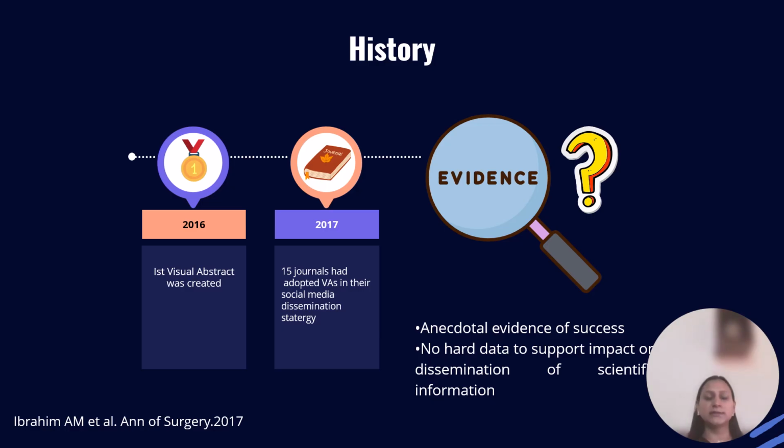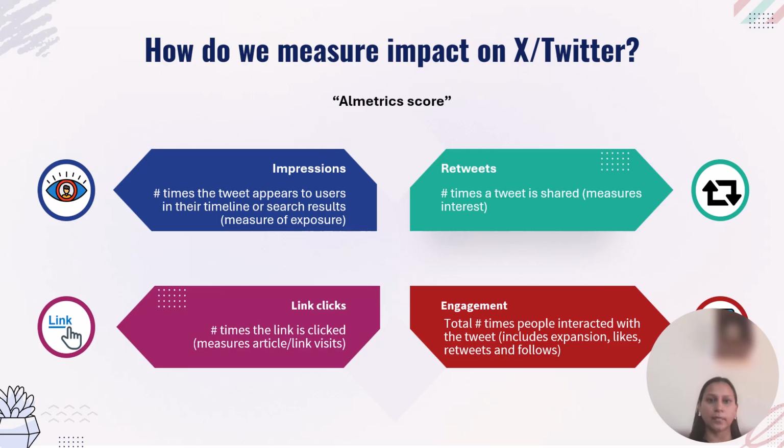So in the year 2016, the first visual abstract was published, and by 2017, approximately 15 journals had begun utilizing visual abstracts in their social media dissemination strategy. However, the evidence for success of visual abstracts was not much, and there was no hard data to support the impact on dissemination of research or scientific information. Most of these visual abstracts were shared on Twitter or X.